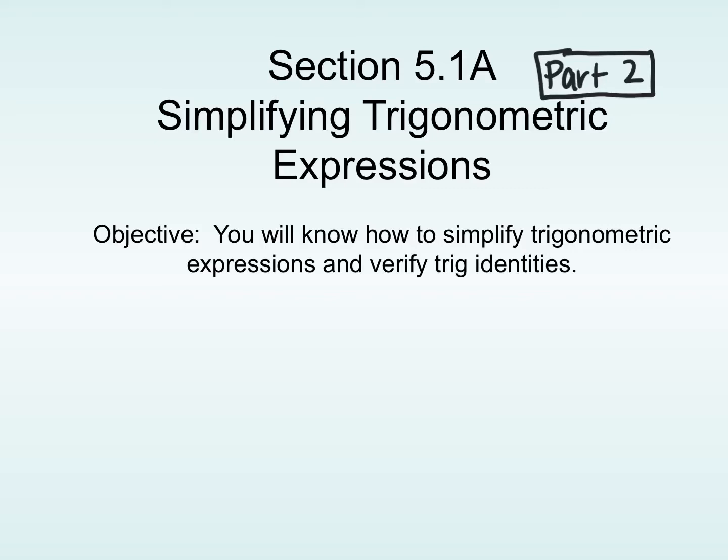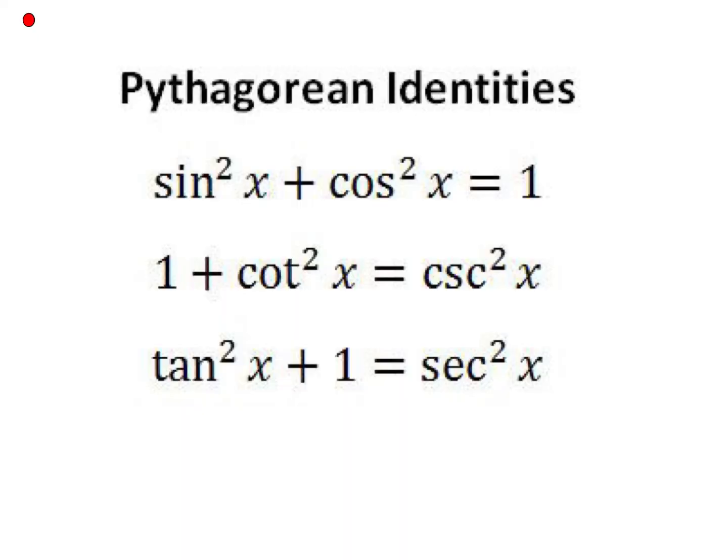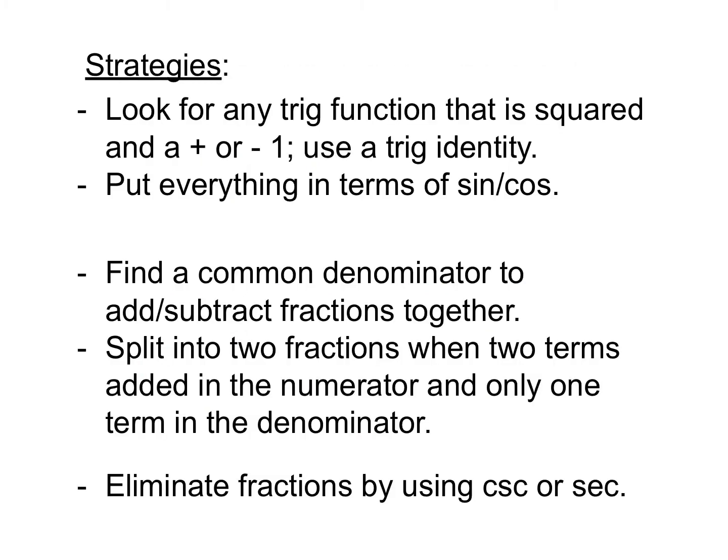5.1a, Verifying Trigonometric Expressions, Part 2. So we're still going to be using our Pythagorean identities, so you need to know what those are, which are right here. And we're still going to use the same strategies, but we're going to add a few today. So we're going to look at some of the strategies that are on the bottom today.